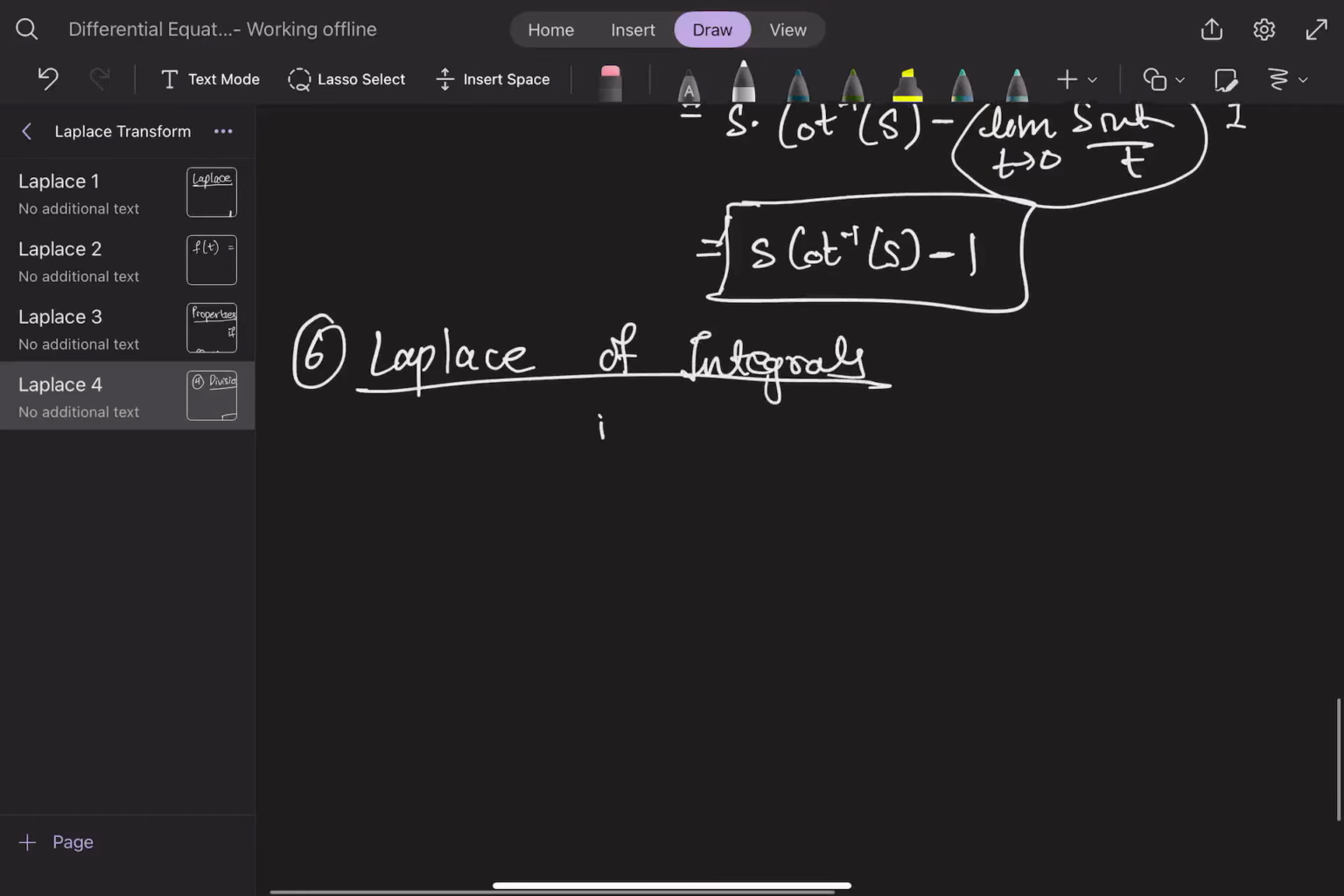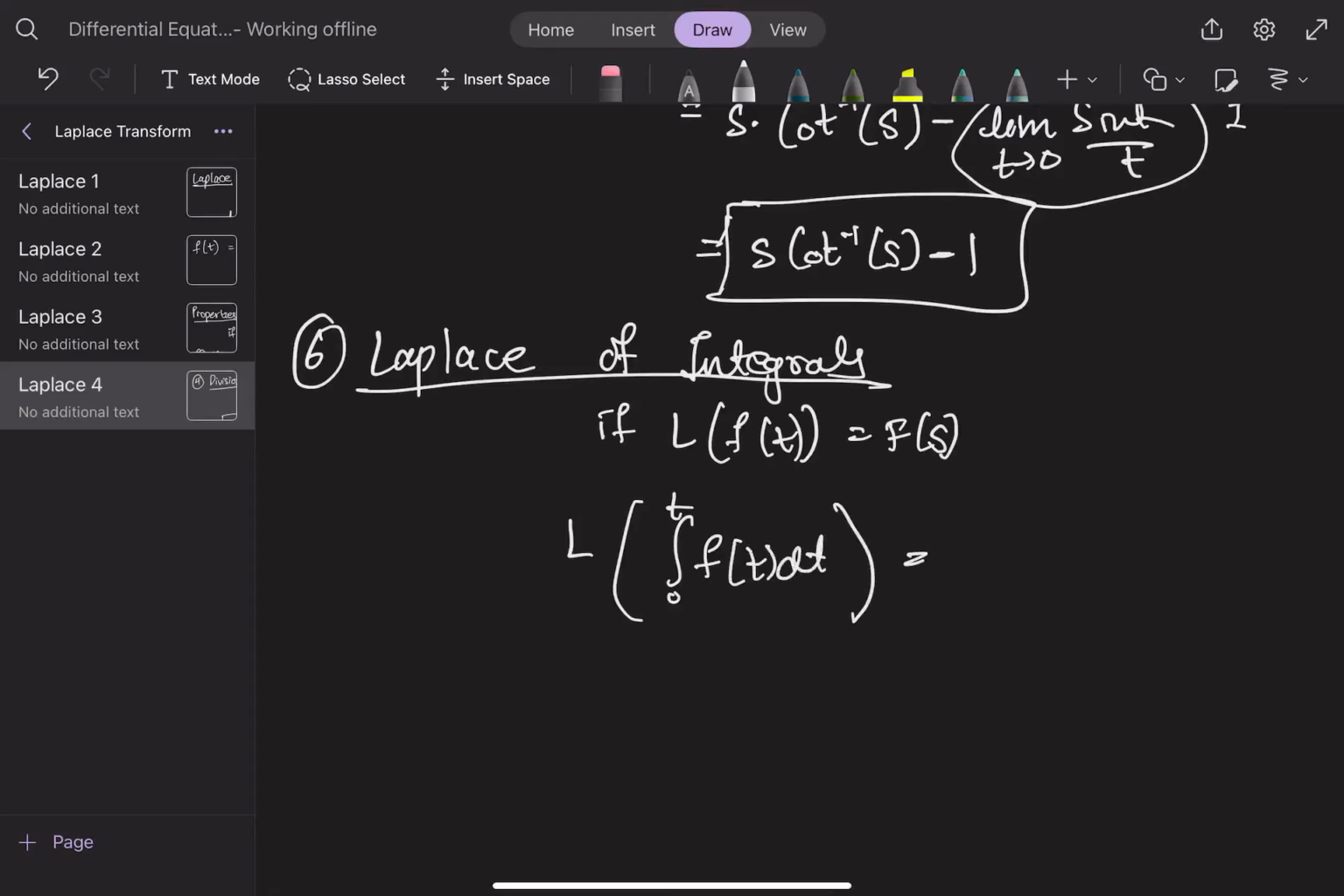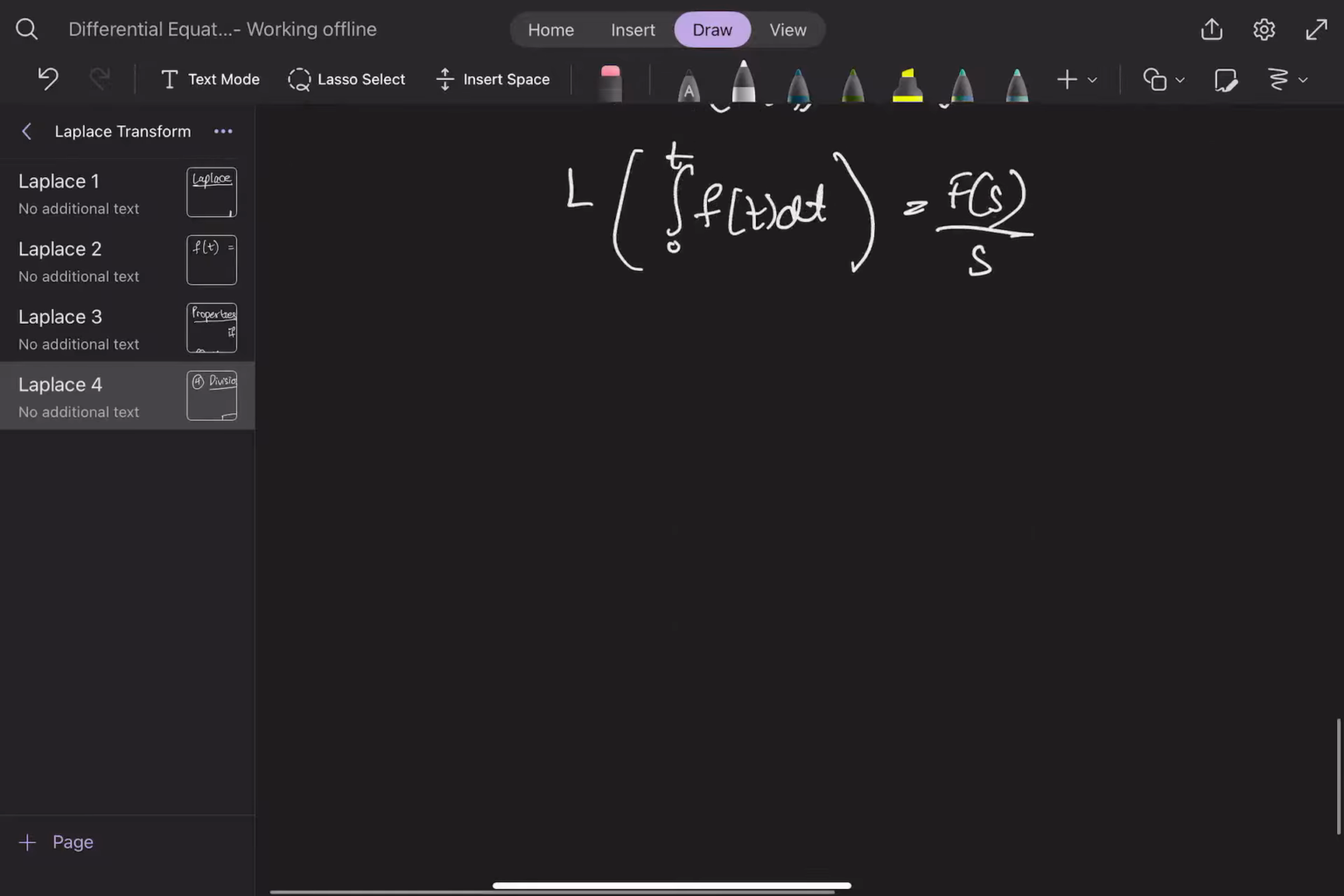So if Laplace of f(t) is given by F(s), then Laplace of the integral from 0 to t of f(t) dt is given by F(s) divided by s. You do not need to do anything, just divide the whole thing by s. So for example, you have a question that says find Laplace of the integral from 0 to t of sin t dt.